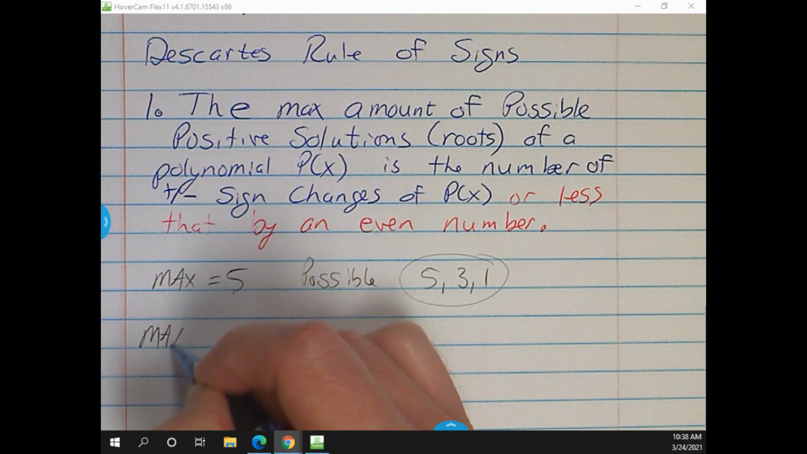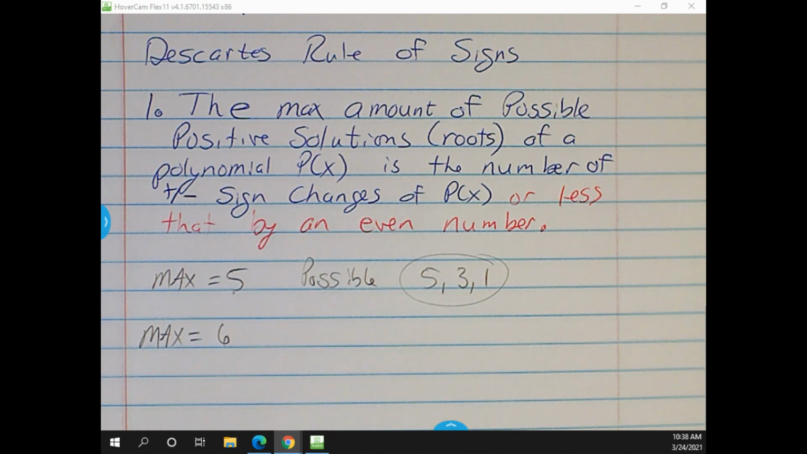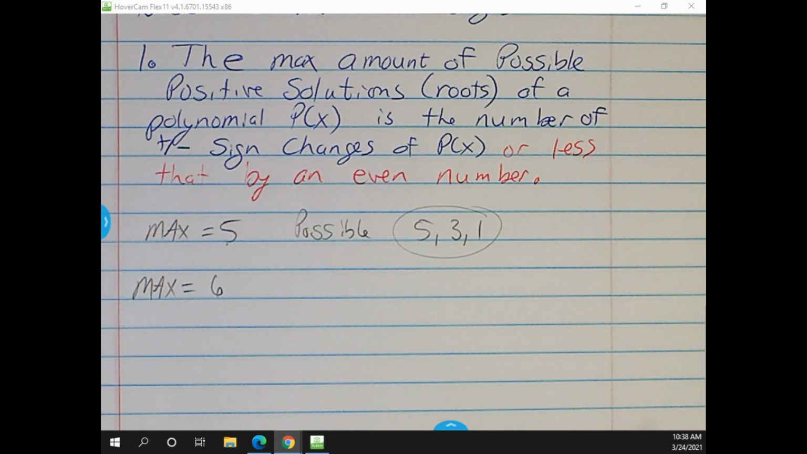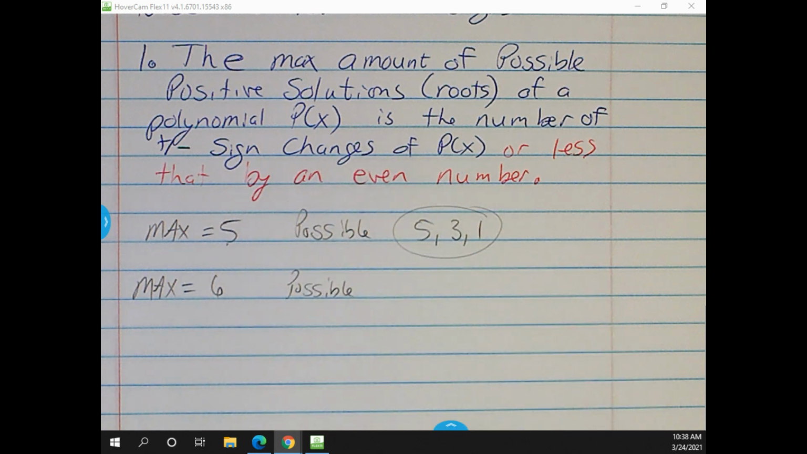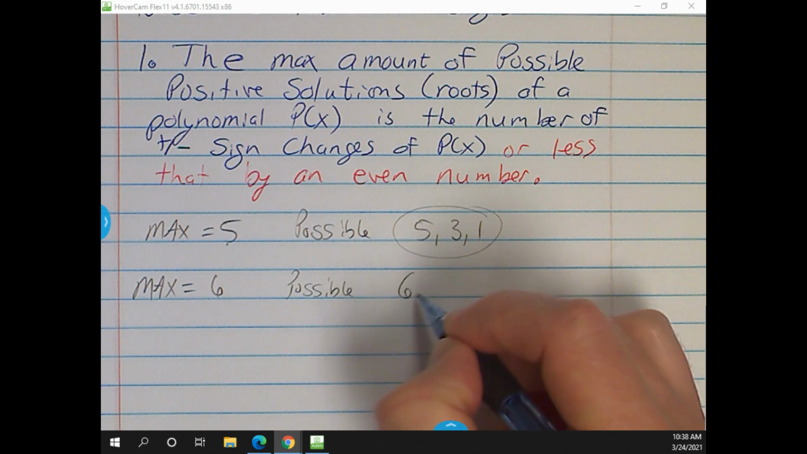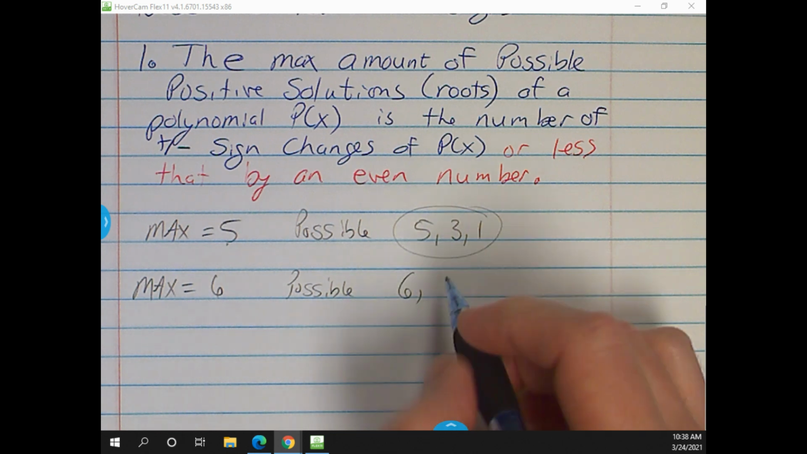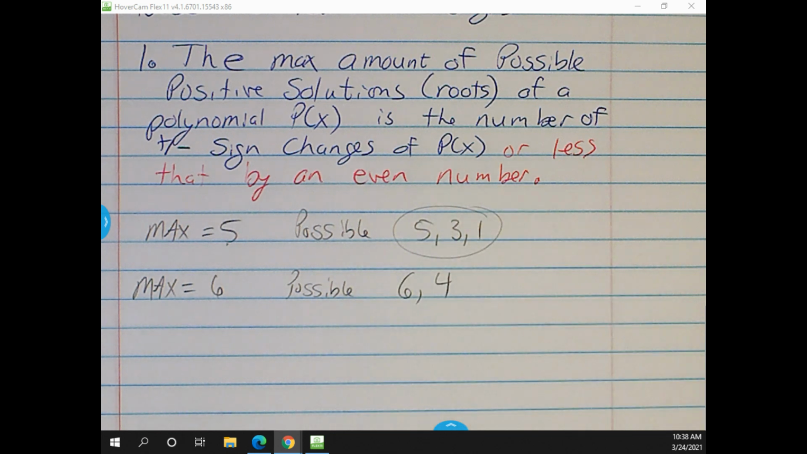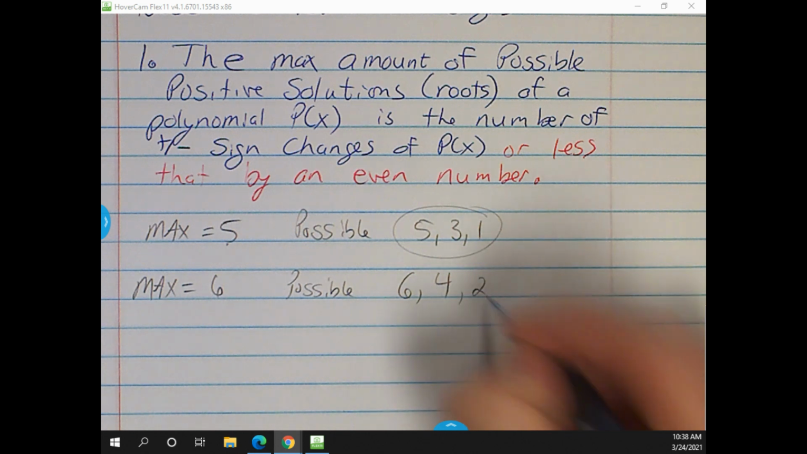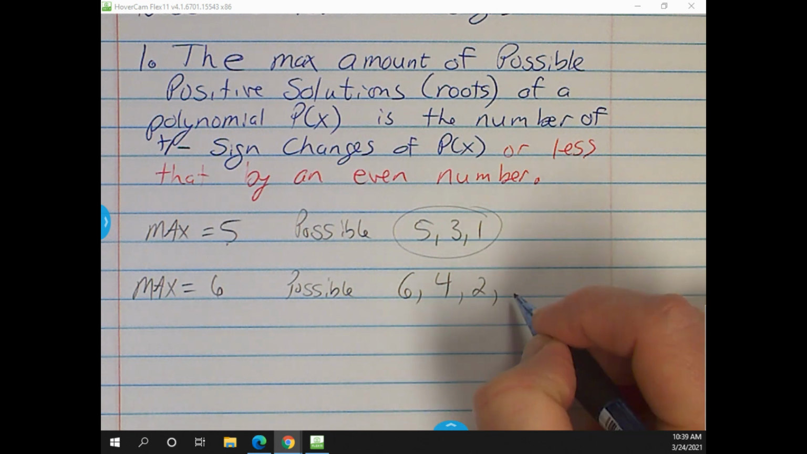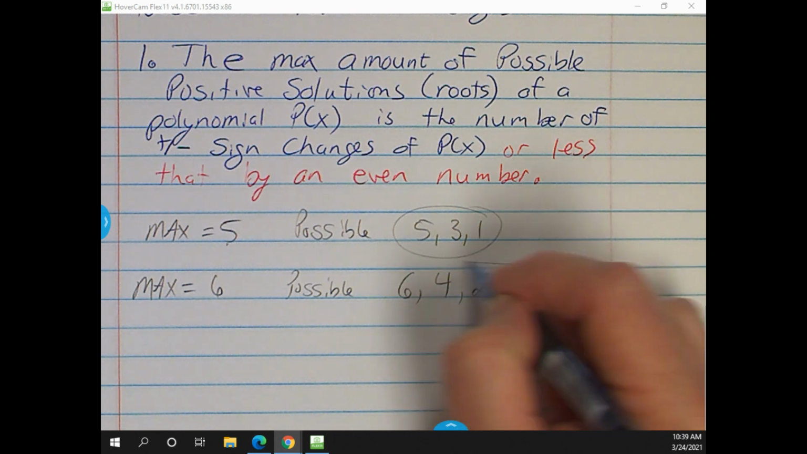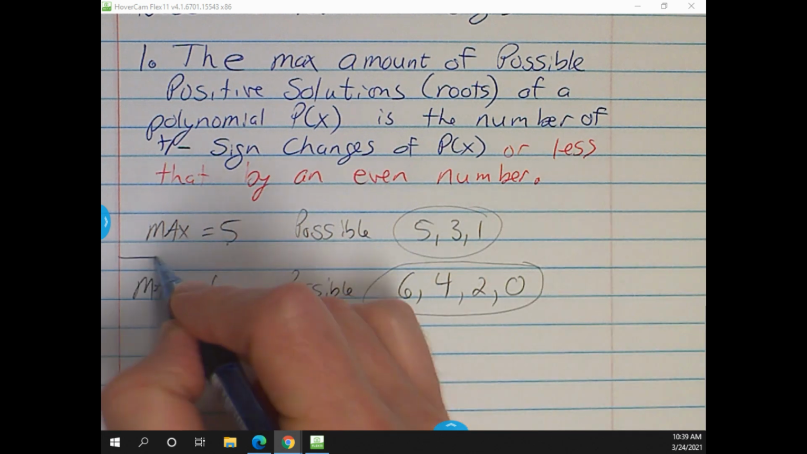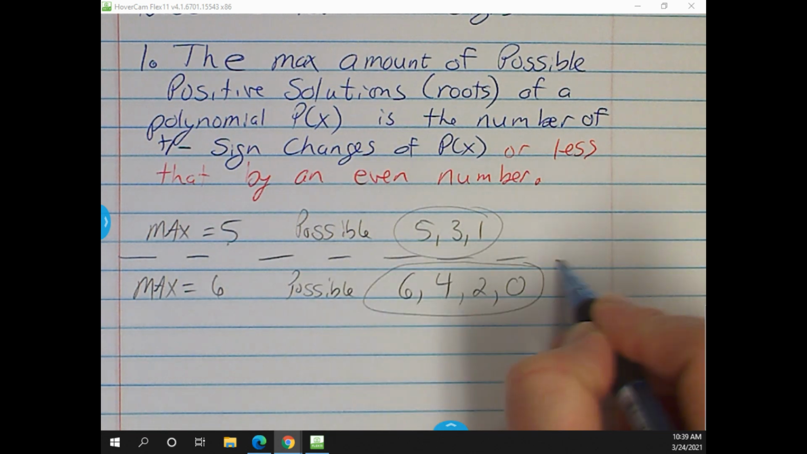Same thing if we went back and counted, and let's say there were 6 sign changes. Then the possible positive solutions could be the max of 6, but again, you might have 2 imaginary answers, which can knock it down to 4. You might have 2 more imaginary answers, which knock it down to 2. You possibly could have 0, so there may not be any because all the answers might possibly be imaginary. Now, that's probably not going to happen, but that's just a possibility of what we're throwing at here.